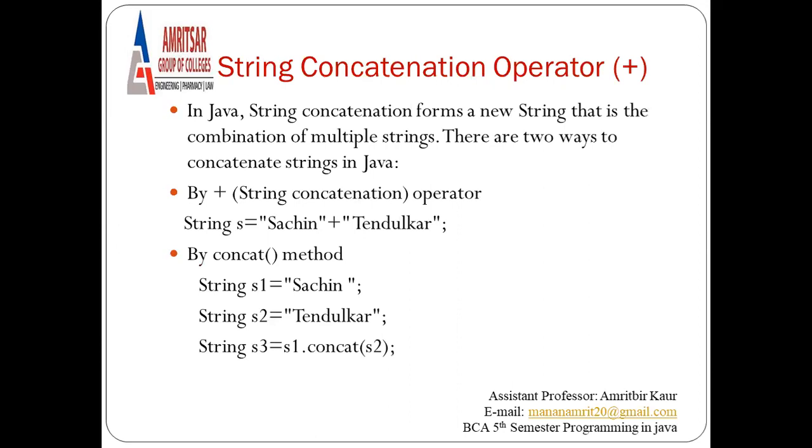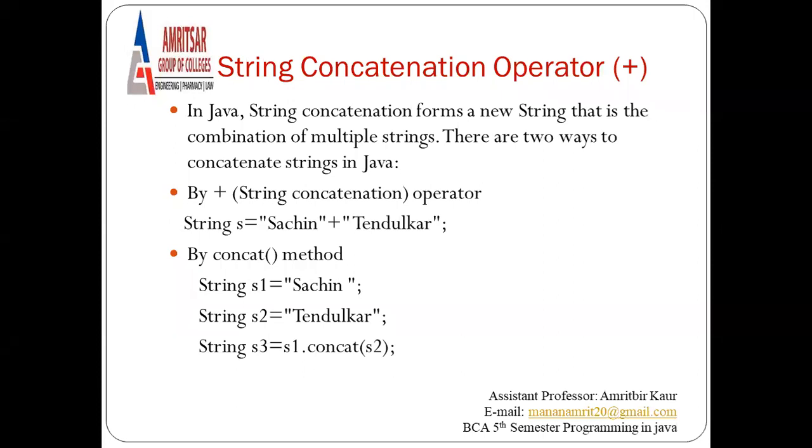Then string concatenation. When we want to combine two or more strings, we use a concatenation symbol. We can do concatenation by using the plus symbol and using the concat method. Here we create a string s and a value is stored in it. We want to concatenate two different strings, like Sachin and Tanduklar. So here I am using a plus symbol for concatenation.